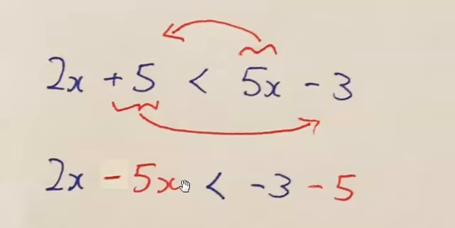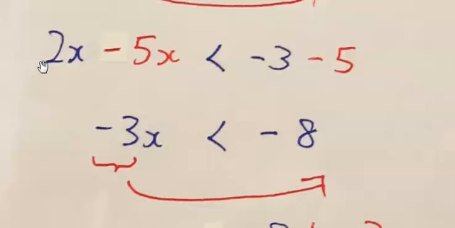In part B, I'm going to use the method of swapping sides. So, I would want to isolate all the x to the left and all the numeric numbers to the right. So I'm going to move plus 5 over to the right hand side and I get negative 5. I'm going to shift 5x to the left hand side and I'm getting negative 5x. So once you do this, you just need to solve the equation. 2x minus 5x will give you negative 3x. Minus 3 minus 5 will give you negative 8.